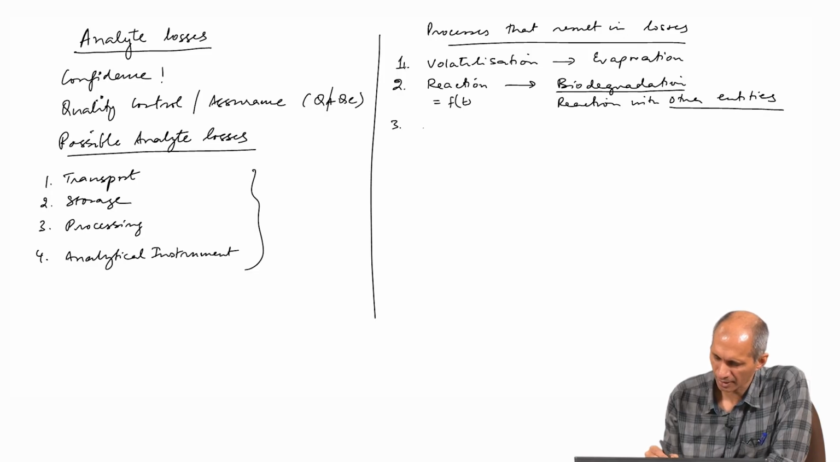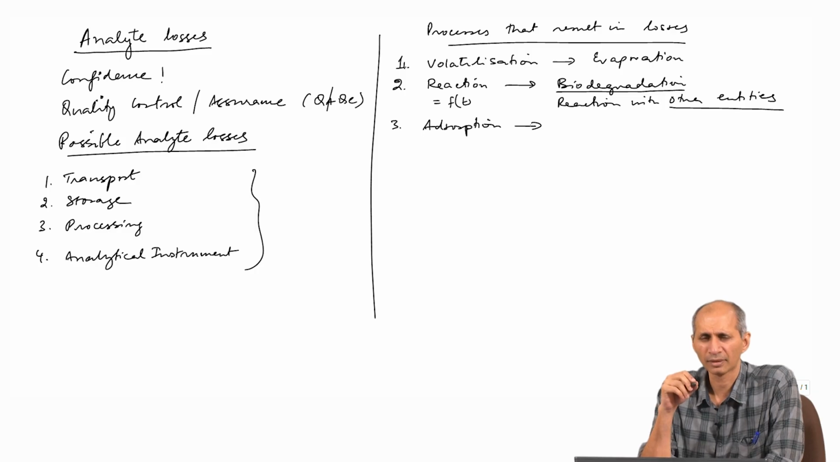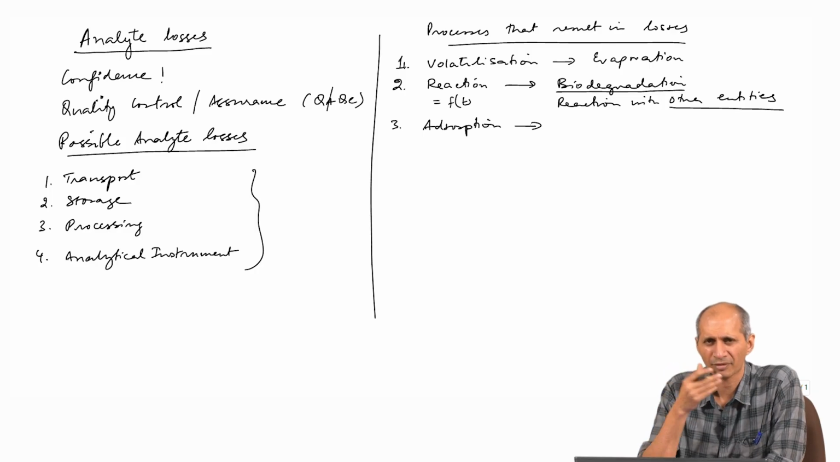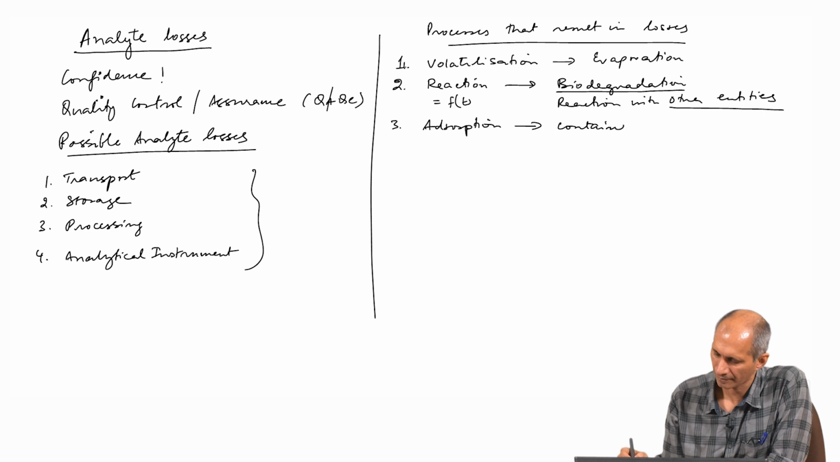The third one is adsorption. Adsorption occurs to any solid surface during the collection and processing, and one of the solid surfaces that you can generally see is the container itself, the container of sample collection and storage.